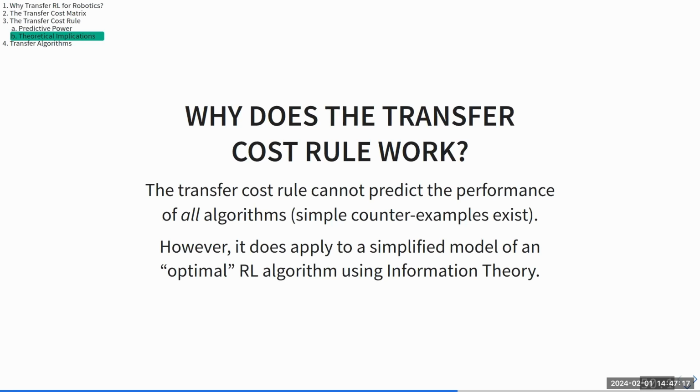So we're not going to be able to prove anything about arbitrary transfer algorithms, because that's a very big space. What I'm going to do is propose a very simplified model of how an RL algorithm works that is based in information theory, and then show what conditions on that model result in the transfer cost rule being true.